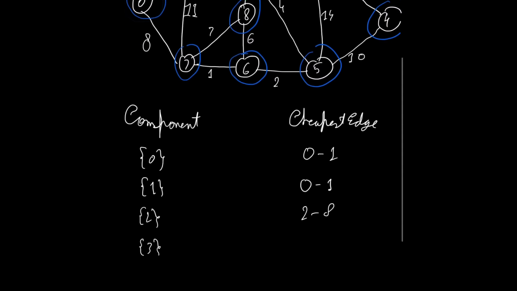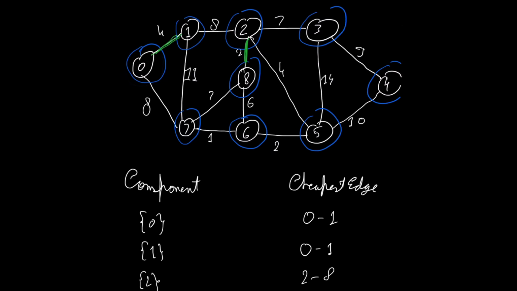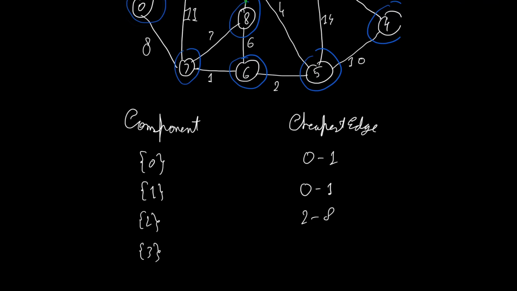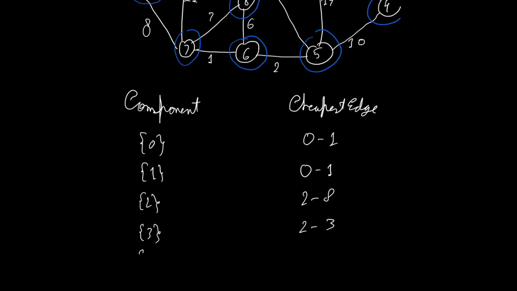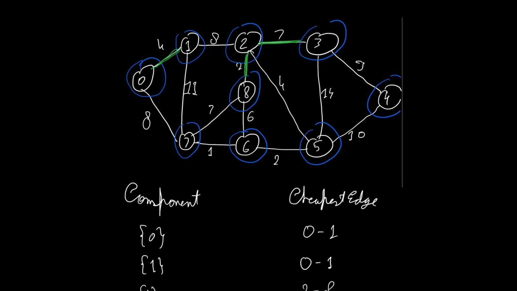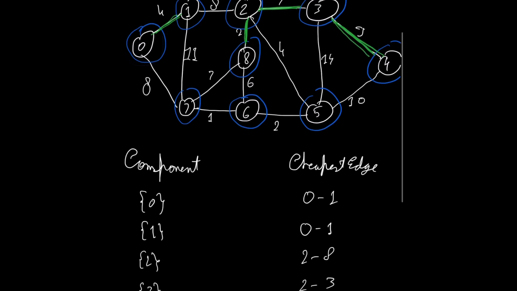Now moving on to 3, we get 2 to 3. So 2 to 3 is 7, while 3 to 4 is 9, and 3 to 5 is 14. So we get 2 to 3. Now moving on to 4, 14 and 10 are of course greater than 9, so 3 to 4 is the cheapest edge.